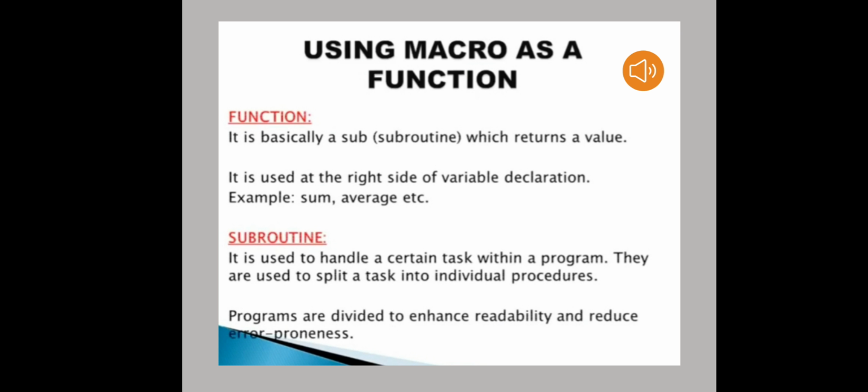Within the program, we have to handle certain tasks. They are used to split a task into individual procedures. Programs are divided to enhance readability and reduce error occurrence. Then function. It is basically a subroutine which returns a value. It is used at the right side of the variable declaration. Examples are sum, average, etc.